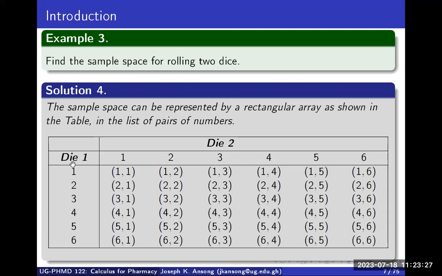Okay, so die 1 has 1 to 6 on it. Die 2 has 1 to 6 on its faces. So each of these combinations is possible when you roll two dice. So you could get a 1-1 or 1-2, right? In other words, die 1 shows 1, die 2 also shows 1, or die 1 shows 1, die 2 shows 2, and so on. Okay, so that gives you the sample space. So you have 36 elements when this experiment is carried out.